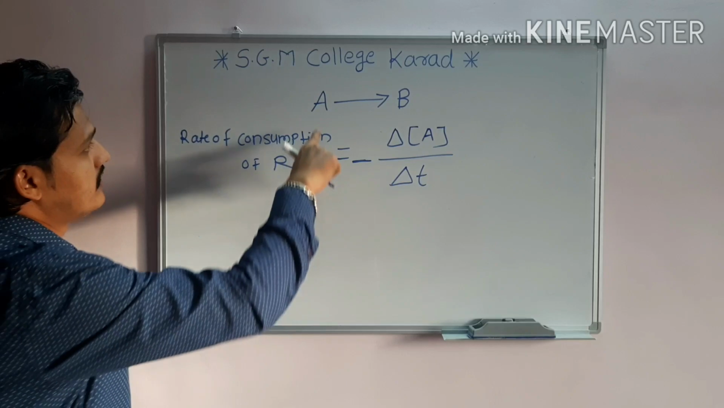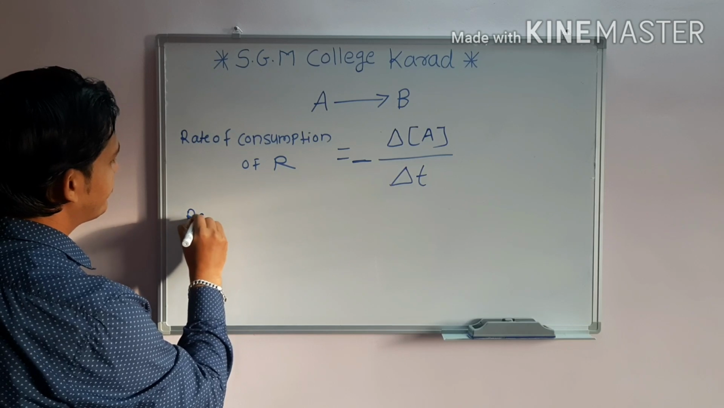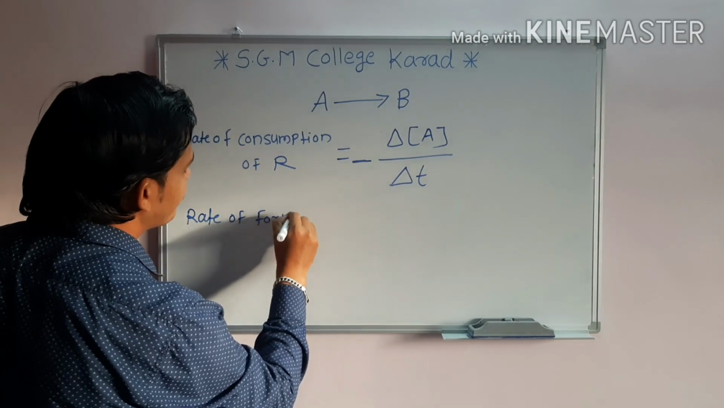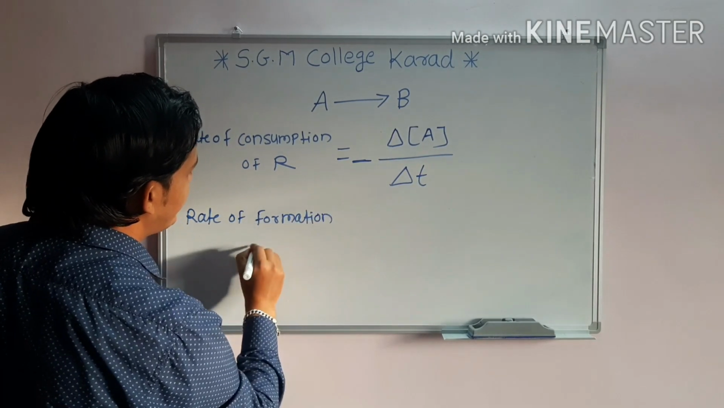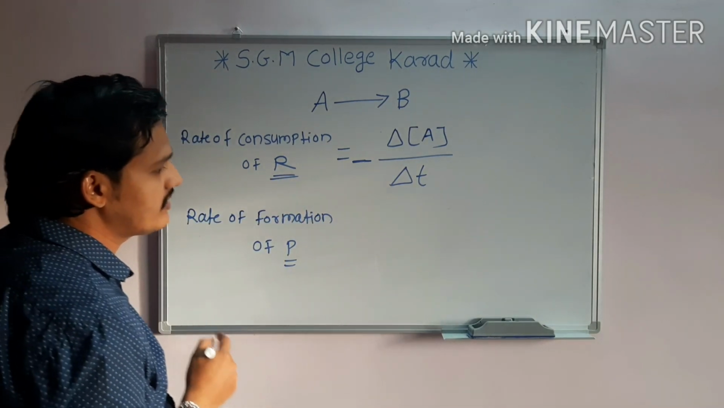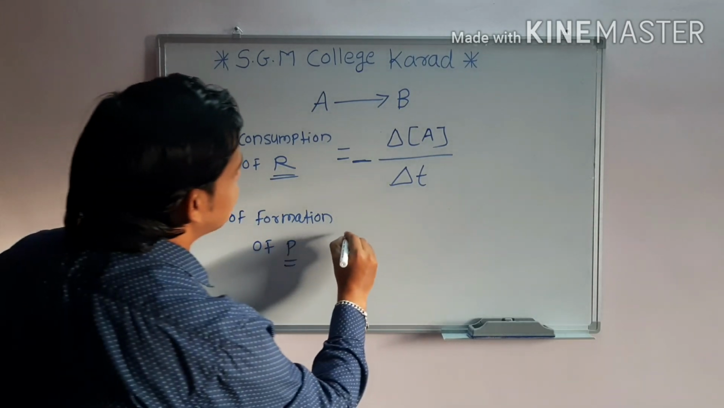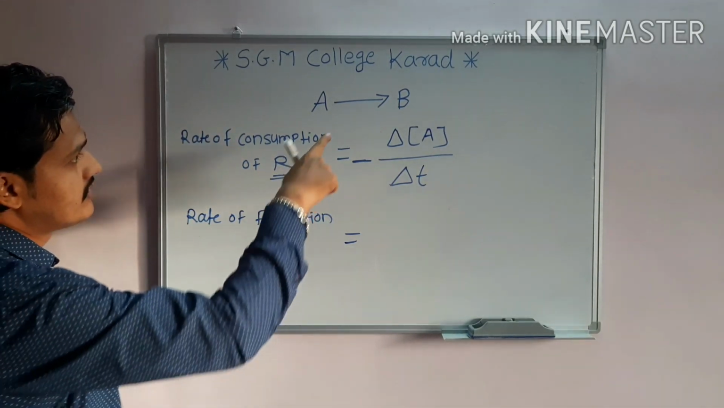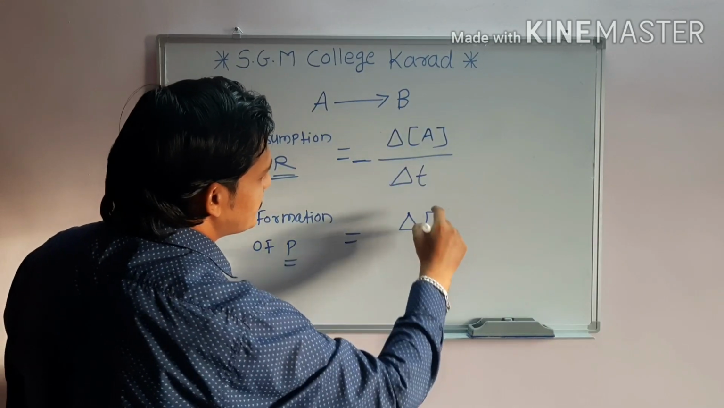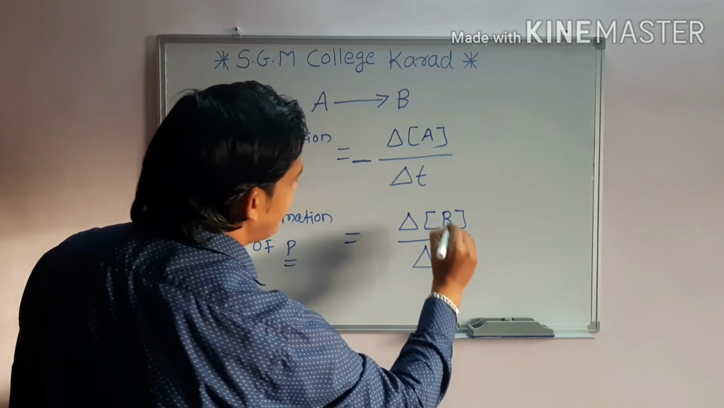Now consumption of reactant takes place, and now the formation of product. Another equation for the rate of formation of product. P means product, R means reactant. So the rate of formation of product is equal to del B, the change in concentration of species B. The concentration is always expressed in square brackets, del B divided by del t.